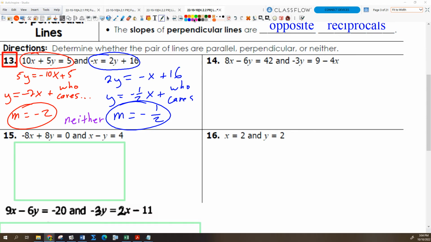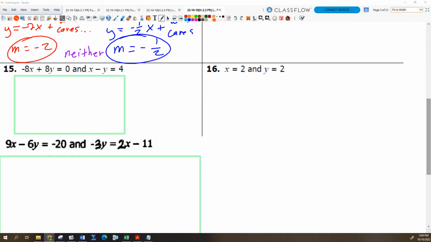Okay, what about number 15 then? On number 15, just try doing this in your head. If I take the first line and I solve for y, what's the coefficient of x going to be? Okay, it's going to be y equals x, right? So what's the slope then? 1, right? The coefficient of x in that case is just 1.